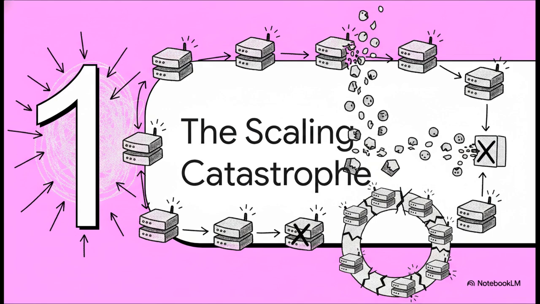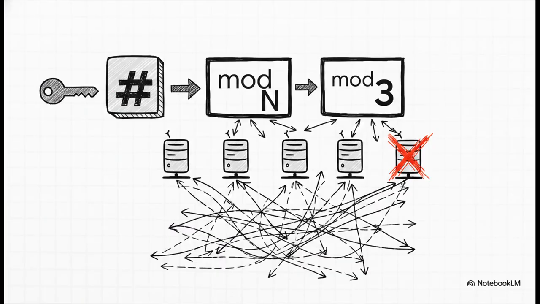This isn't just some weird bug. It's a deep, fundamental flaw in the most basic way people think about distributing data across servers. And the culprit is this deceptively simple little formula. You take a key, you hash it, and then you use the modulo operator with n, where n is your total number of servers. See the problem? The location of every single key is directly tied to n. So the moment n changes, if a server is added or if one dies, the answer to that equation changes for almost every single key in your entire system. It's a house of cards.